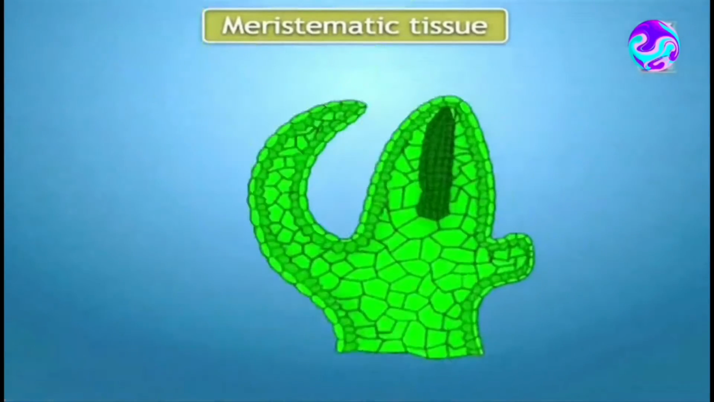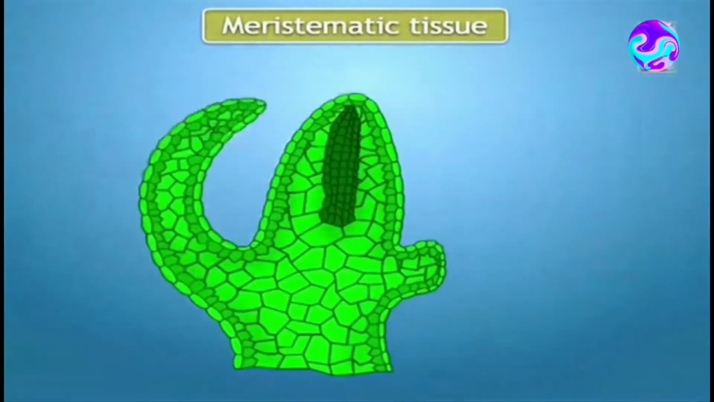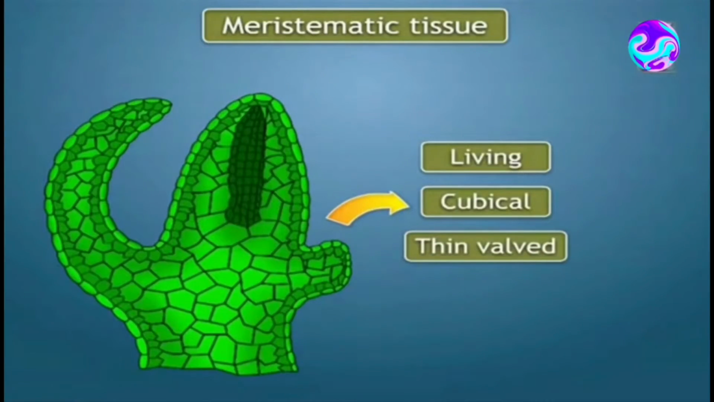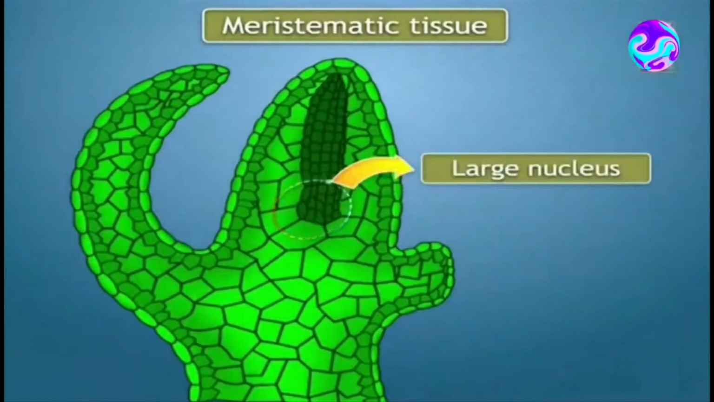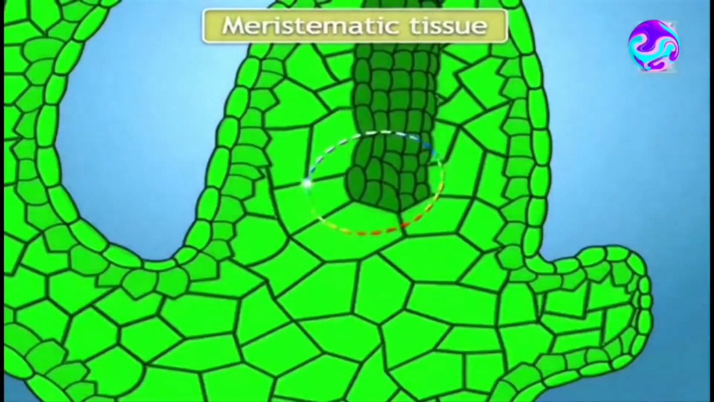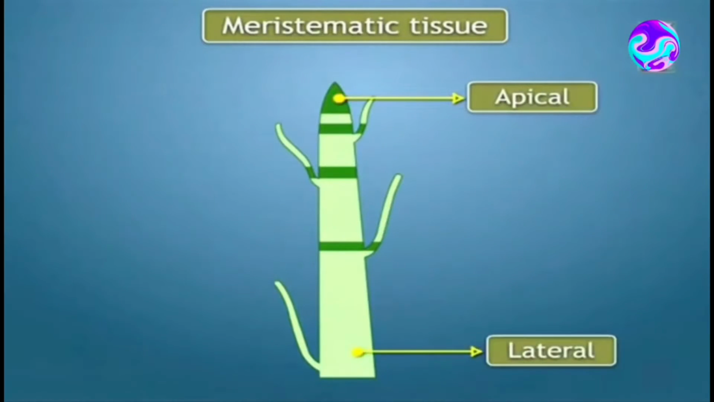Some other characteristics of meristematic tissues are: the meristematic cells are living, cubical or tangled. Each cell has a large nucleus. Cells are closely packed with no intercellular space. And depending on the region where they are present, meristematic tissues are classified as follows: apical, intercalary or lateral.